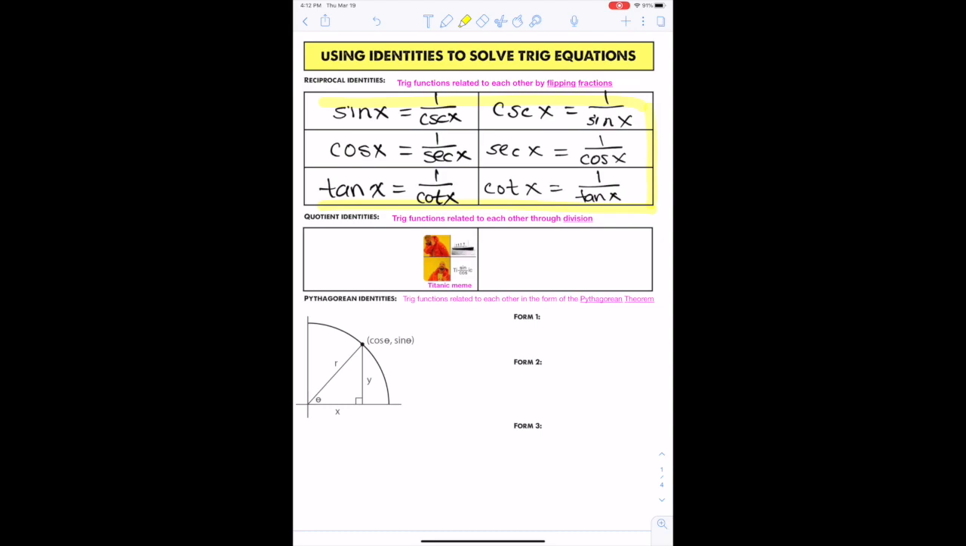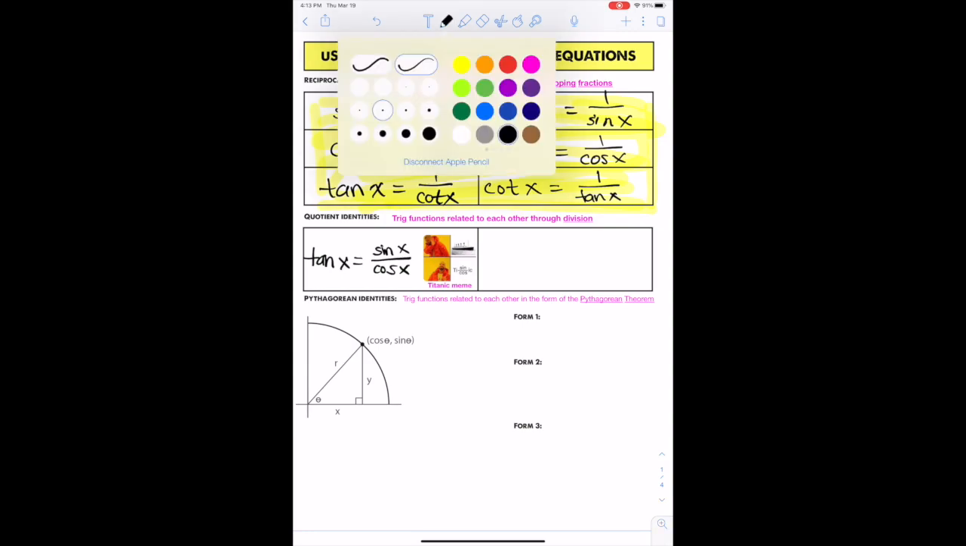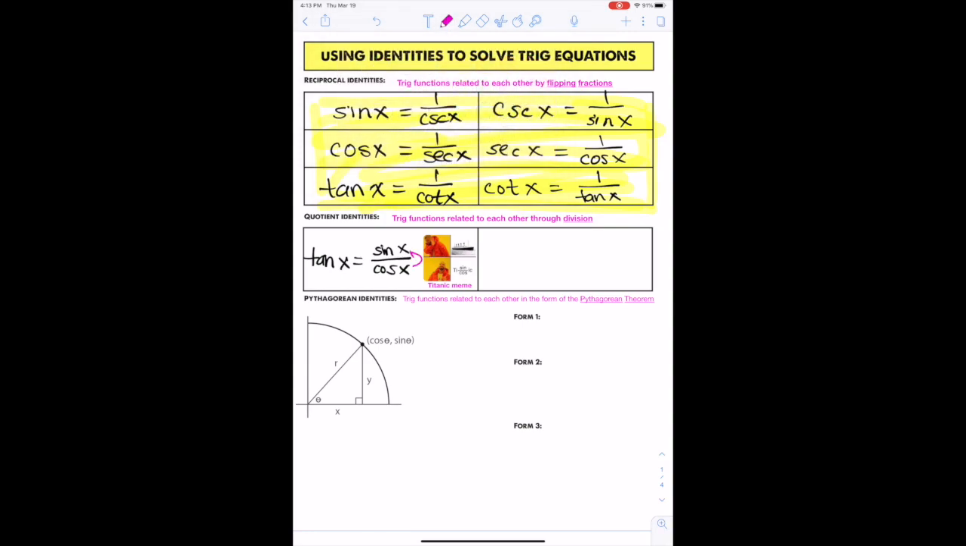I know we've talked at length about who's related to who, and you've used the reciprocal identities before, just not for the purpose of solving. So now we're going to use them to solve. Okay, the quotient identities. You need to know the more popular one that we've used, which is another way to say tangent is sine divided by cosine. And you also need to know that if you were to flip that, you get, just like expected up here, cotangent x is cosine x over sine x. So you flip it, you get cotangent.